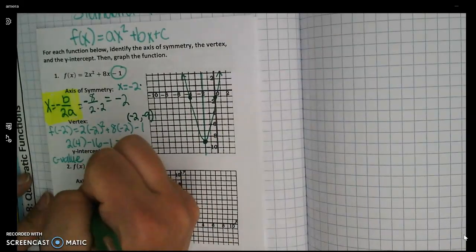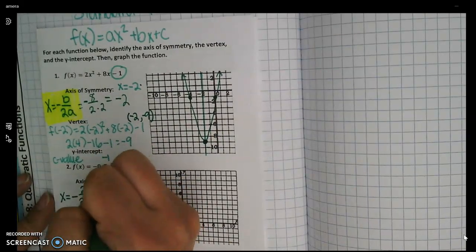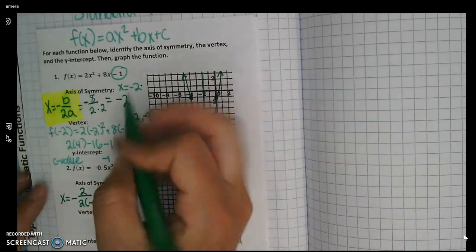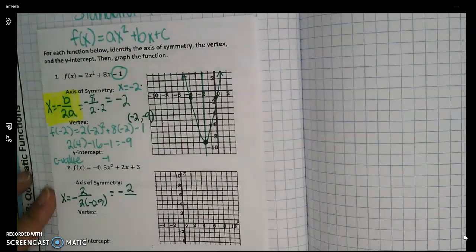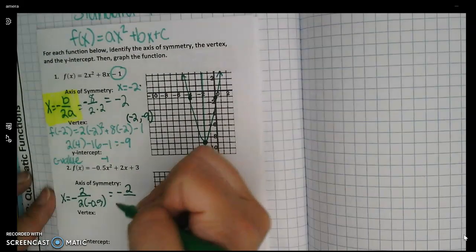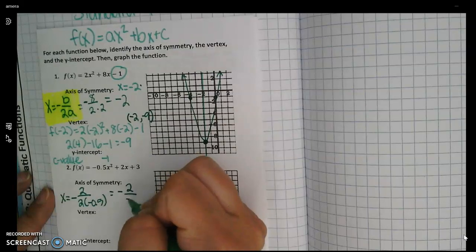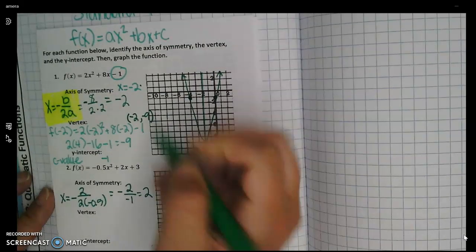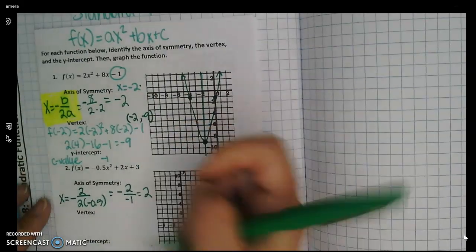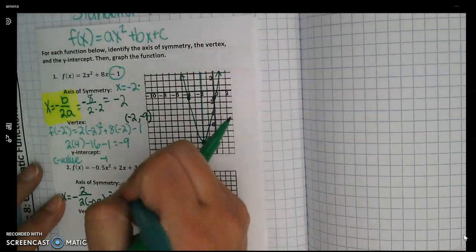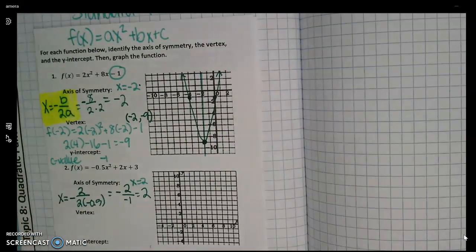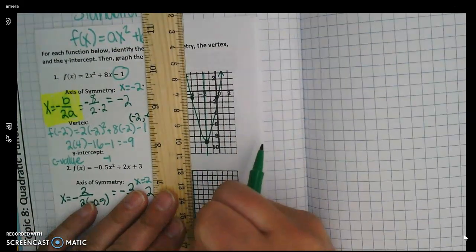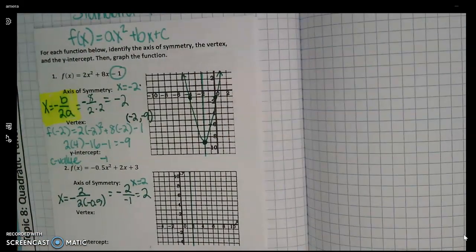Negative b, or 2, over 2 times negative 5/10. Okay, when I simplify that, I'm just going to simplify the bottom first so we can really look and see what this is saying. 2 times negative 5/10 is negative 1. A negative times a negative makes us a positive 2. So our axis of symmetry in this situation is x equals 2. So let's go ahead and graph that, because we know that this is going to be where my vertex is going to lie.